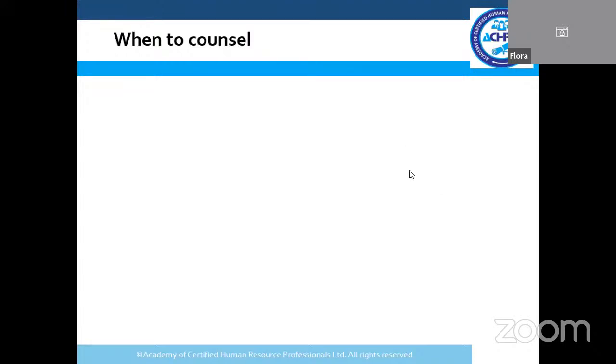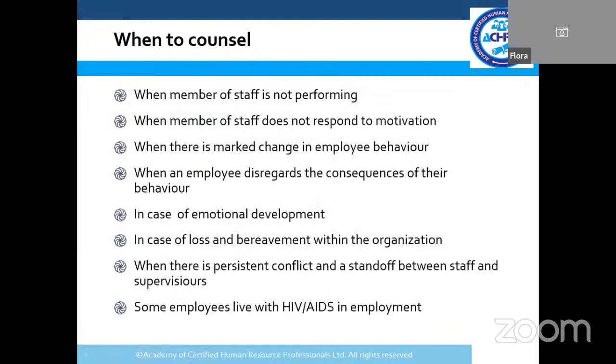So we need to counsel our clients when a member of staff is not performing. That is why someone said here, maybe because of the issues the staff is going through, it can make him or her not perform. You don't know what is making them not perform, so you observe how they used to perform and how they're performing now. When the member of staff does not respond to any motivation, you give them tea, you give them drinking water, you are even giving them a bonus, and still there's no response. Then you tell yourself, here, things are not going right.